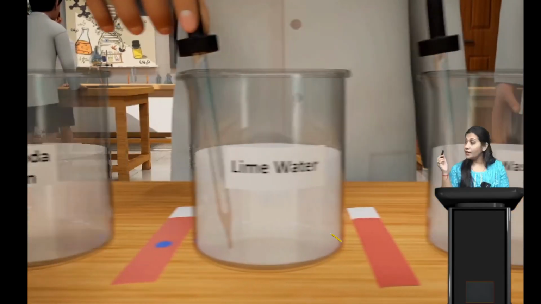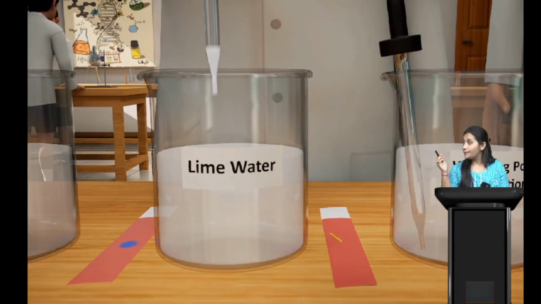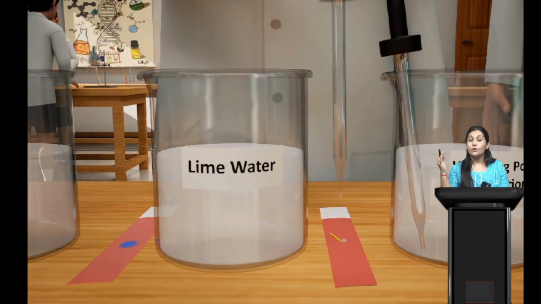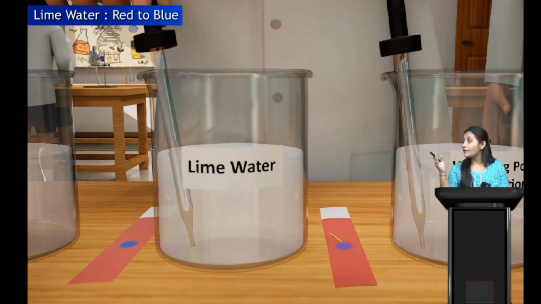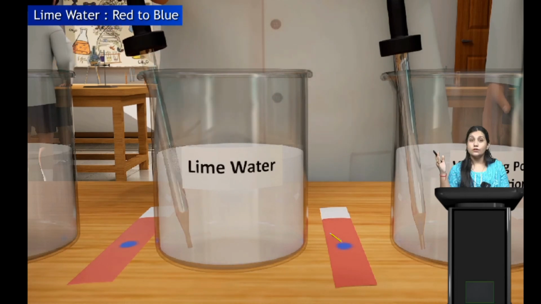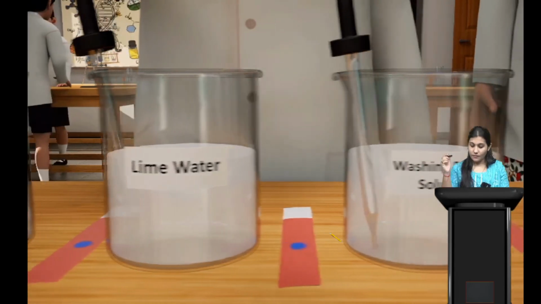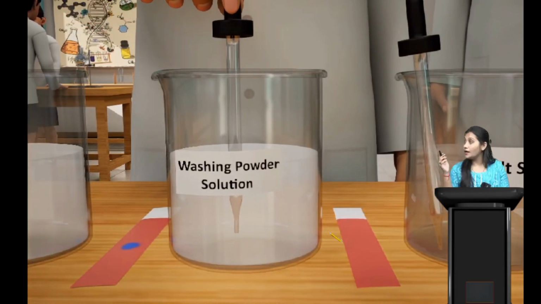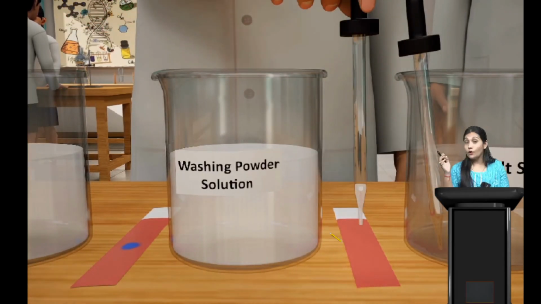Okay? Now see what happens with the lime water. If we give one drop of lime water on the red litmus paper, it also changes its color into blue. Okay, red to blue. This red litmus paper changes its color into blue. But if we dip that blue litmus paper in the lime water, it doesn't show any color change, isn't it? So here comes the washing powder solution.